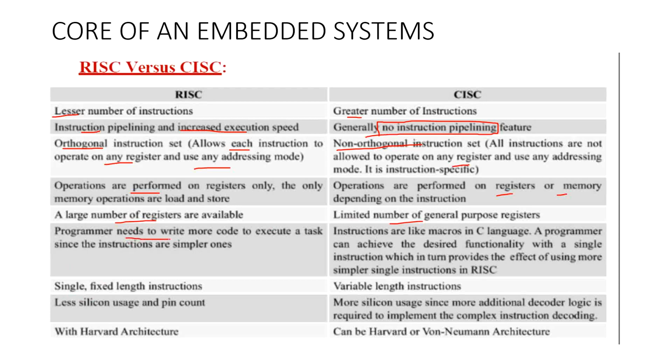In RISC the programmer needs to write more code to execute a task, whereas in CISC, as the instructions are complex, the length of the code is shorter. RISC has single, fixed length instructions, and CISC has variable length instructions. RISC has less silicon usage and pin count, whereas CISC silicon usage is more. RISC is implemented with Harvard architecture, and CISC is implemented with Harvard or Von Neumann architecture.